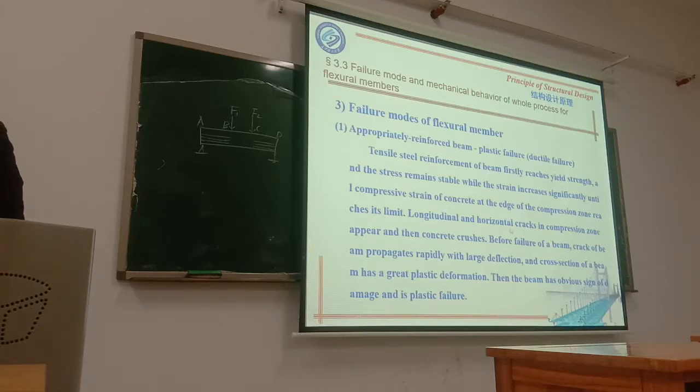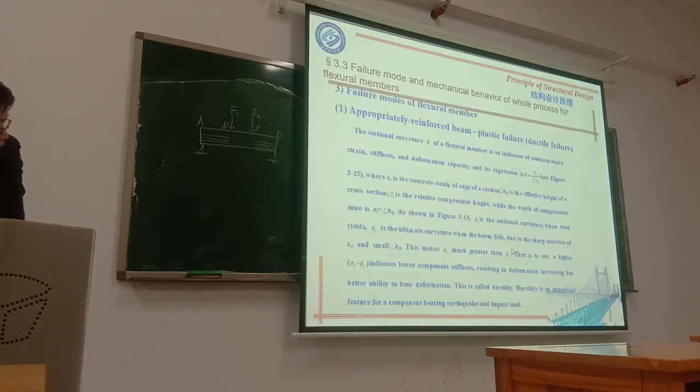Longitudinal and horizontal cracks in the compression zone appear, and then the concrete crushes. Before failure of the beam, cracks propagate rapidly with a large deformation, and the cross section of the beam has a great plastic deformation. Then the beam has an obvious sign of damage, and there is a plastic failure. So here he introduced one coefficient factor, this phi, the section curvature phi.